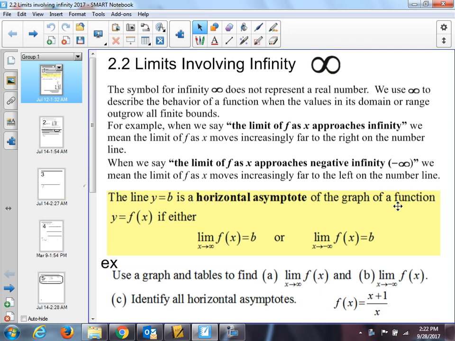Hello. Hey, Papa Joe. Okay, anyways, 2.2, limits involving infinity. And you know the infinity symbol, right? Okay.